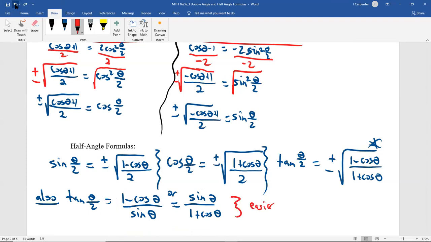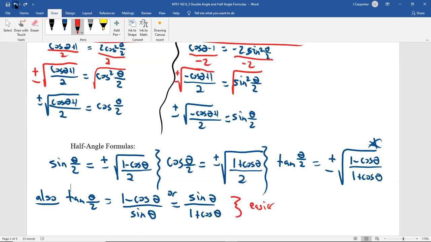So the half angle formulas, I find these, if you need to do an angle evaluation, much more helpful than the double angle formulas. Again, double angle formulas are usually just helpful for trying to turn a bunch of different things into less things, or in calculus to turn something that you don't have a formula for into something that you do have a formula for.